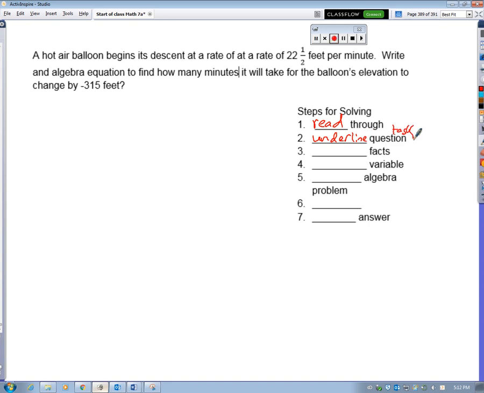Alright, so we are going to write an algebra equation to find out how many minutes it takes for the balloon to go down 315 feet. Here is our big thing we are trying to find right here, the number of minutes. That's the thing we do not know, so that is going to be our variable. So I'm just going to name that right now since I am thinking about it.